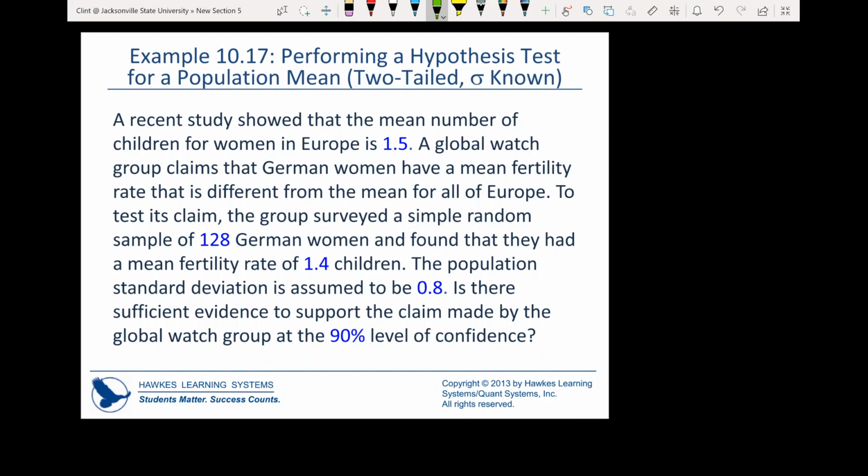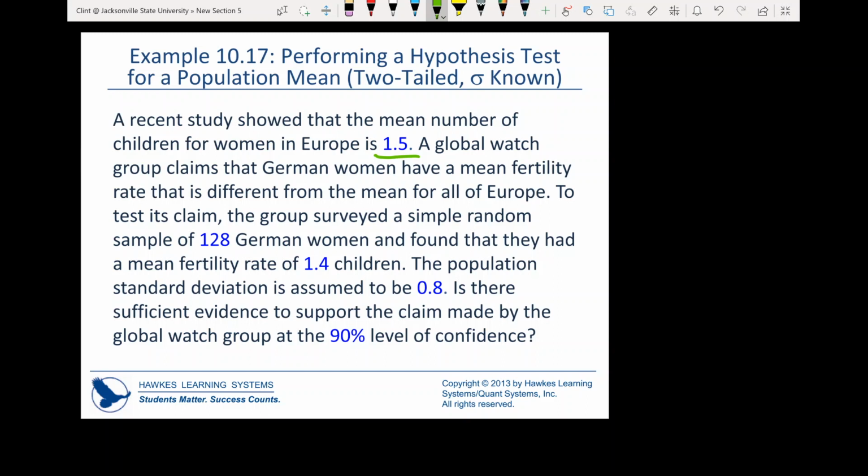Okay, so first we have to figure out our hypotheses. We've got to get things set up about what claim we're testing. It says we're testing the Global Watch group's claim. So what does it say? It says they claim that German women have a mean fertility rate that is different from the mean for all of Europe. So what was the mean for all of Europe? It was 1.5. Okay, so our alternative hypothesis here is that the mean is different than 1.5.